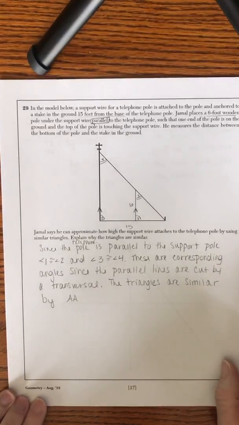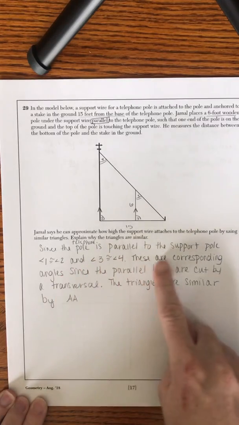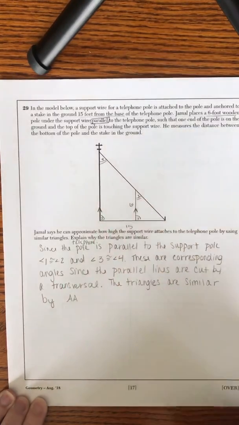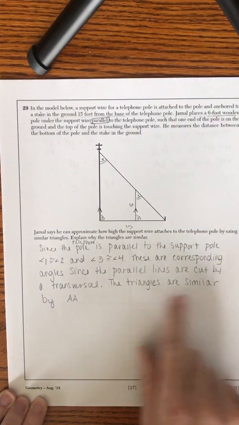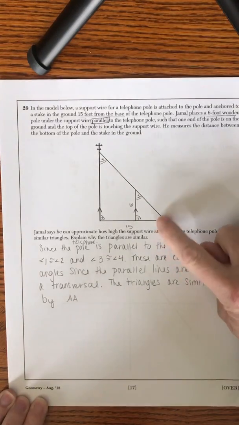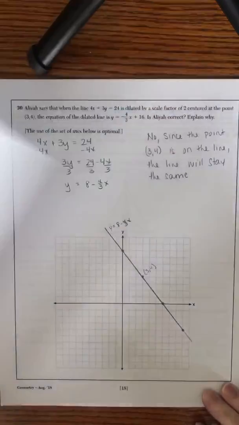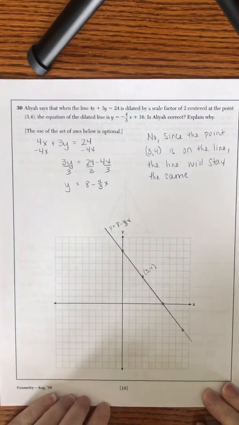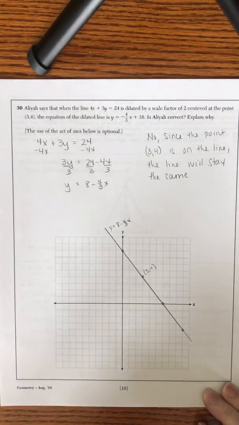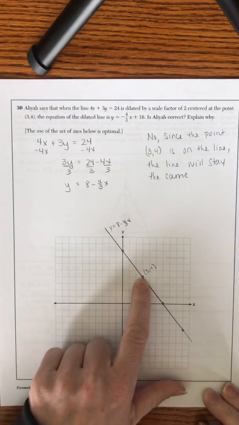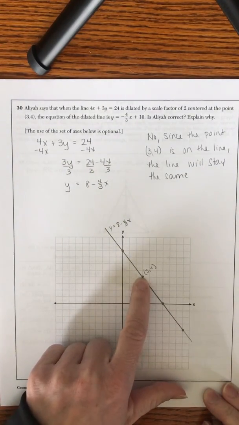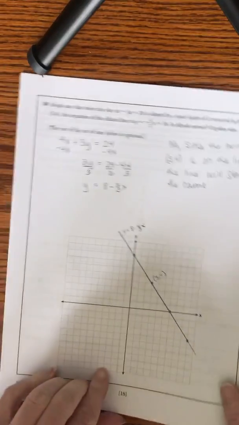29, kind of interesting. We're just supposed to explain why they're parallel or why they're similar. And basically, since they're parallel, we have corresponding angles here, which means the triangles are similar by AA. You could also reference that they share an angle too if you did it that way. Okay, 30. We've seen this in the last exam too. You draw it out, you draw the center, and this is pretty common. The center is on the line, so it stays the same. So she is not correct.